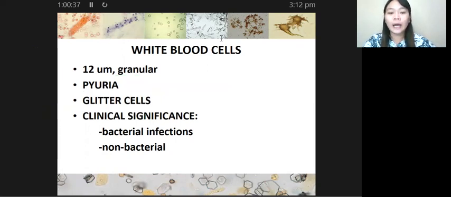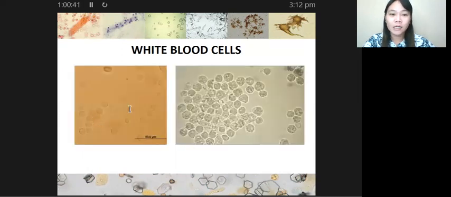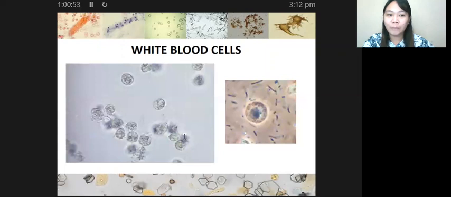So what does it look like under the microscope? Again, it appears granular. Here we have your white blood cells and your glitter cells, and they would appear like this. They have a sparkling appearance due to the Brownian movement of the granules present in their cytoplasm. Again, glitter cells are usually neutrophils.